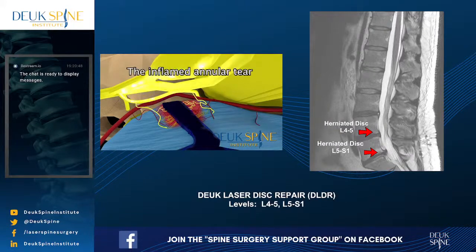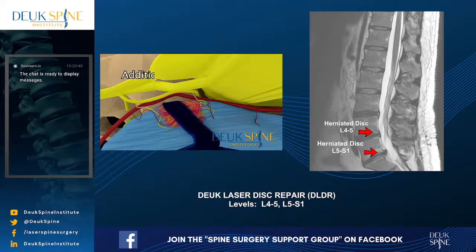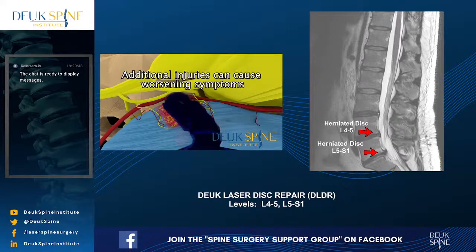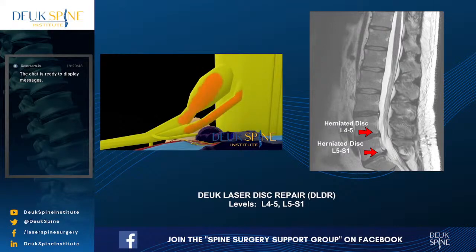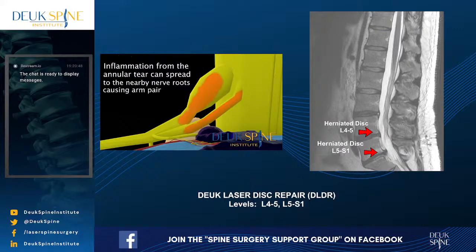The inflamed annular tear generates pain signals. Additional injuries can cause worsening symptoms. Inflammation from the annular tear can spread to the nearby nerve roots, causing arm pain.